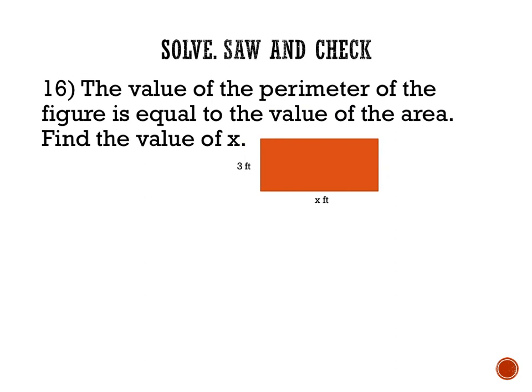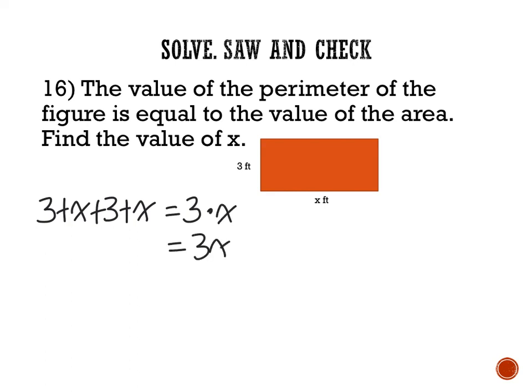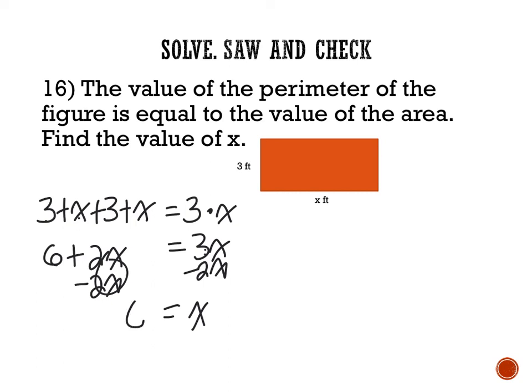Number 16, the value of the perimeter of the figure is equal to the value of the area. Find x. So I know my perimeter would be 3 plus x plus 3 plus x, which equals my area, which would be 3 times x. So that would be 3x. Combine like terms, 3 plus 3 equals 6, x plus x equals 2x. And since my 3x is over here, I'm going to subtract 2x from both sides. 3x minus 2x equals x. 6 equals x.